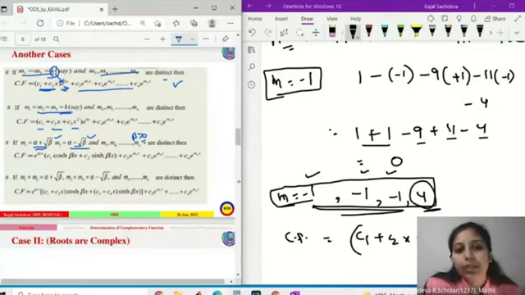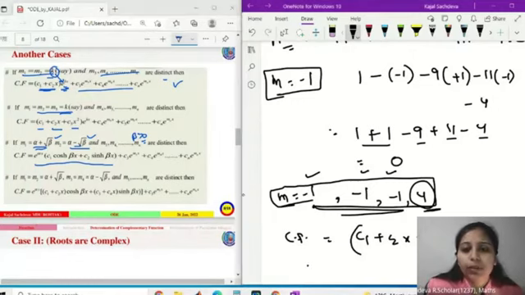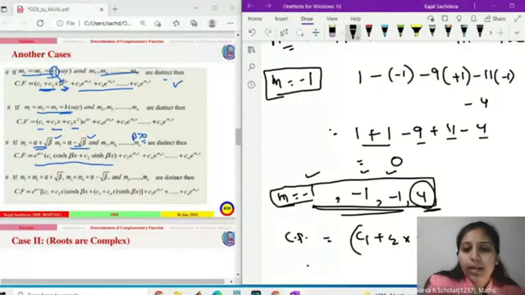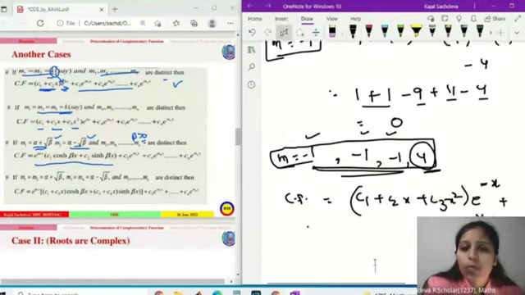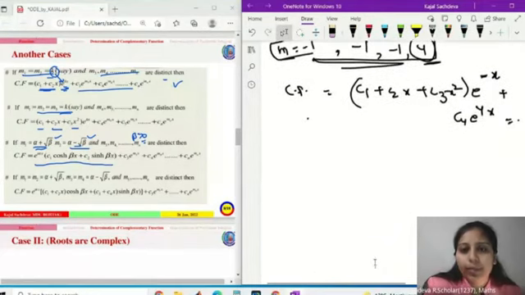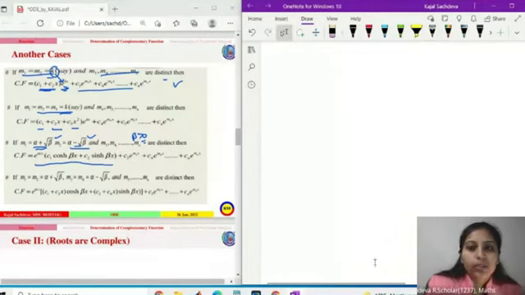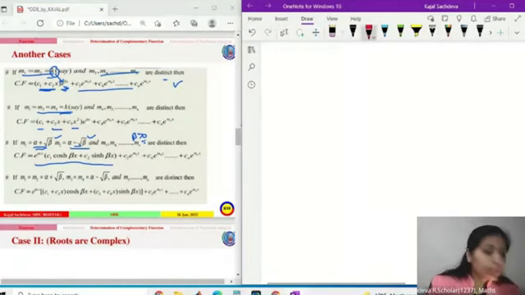But we can write it in another form also. We can write it as e raised to power alpha x and in the bracket C1 cos hyperbolic beta x plus C2 sin hyperbolic beta x. So how have we written this? Let's take an example and then we will justify how e raised to power x can also be written in the form of cos hyperbolic and sin hyperbolic x. So we have an example for this.